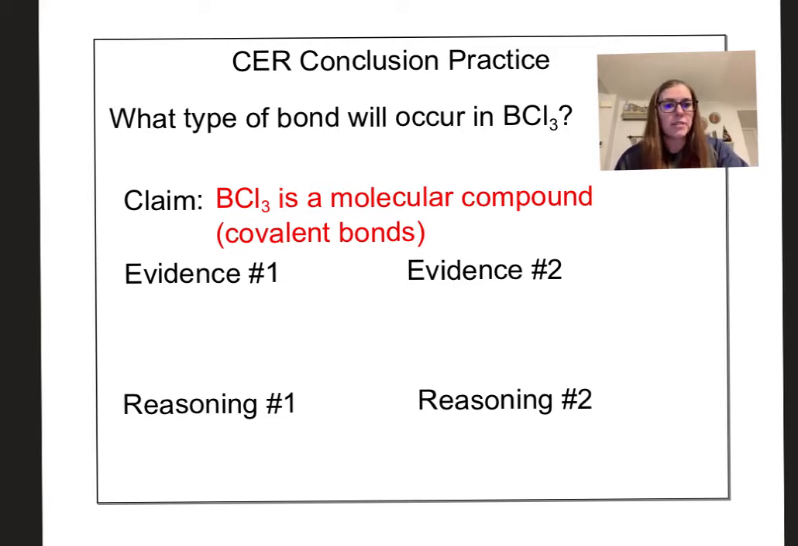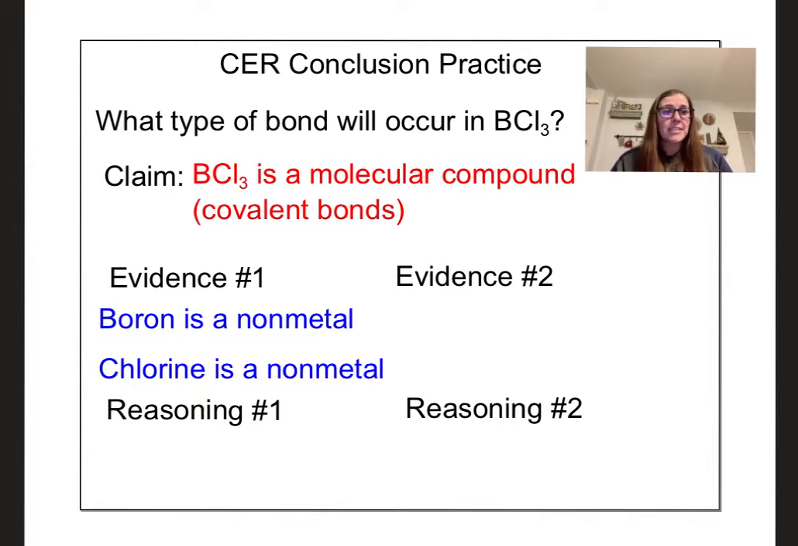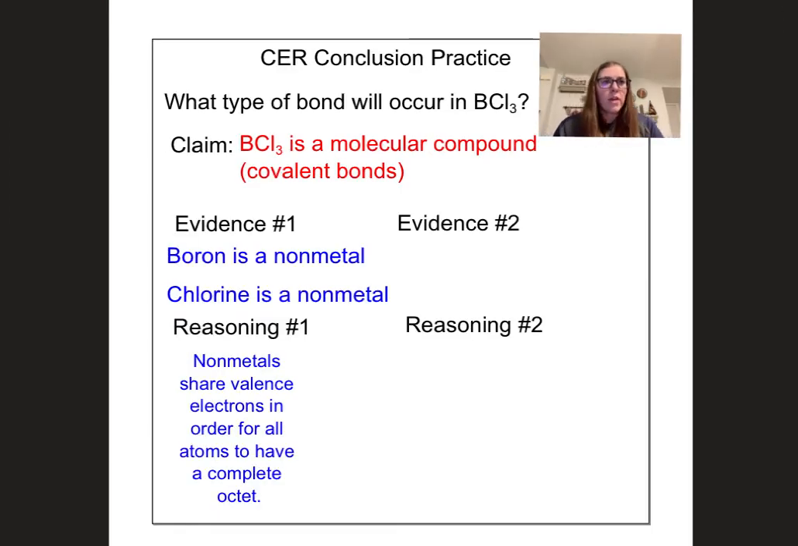Okay, let's get to the evidence. Evidence is facts. It can either be numbers or it can be statements that are true. So I am just going to state the facts that I know from the periodic table. If I look at my periodic table, boron is a nonmetal, it's above the staircase. Chlorine is a nonmetal, it's above the staircase. So that's like one sentence. Boron is a nonmetal and chlorine is a nonmetal. Great. Be specific as well. Tell me those element names. Don't just say they're both nonmetals. Be specific. Boron is a nonmetal. Chlorine is a nonmetal.